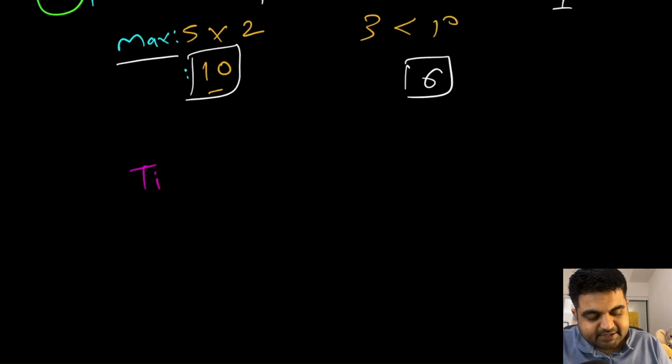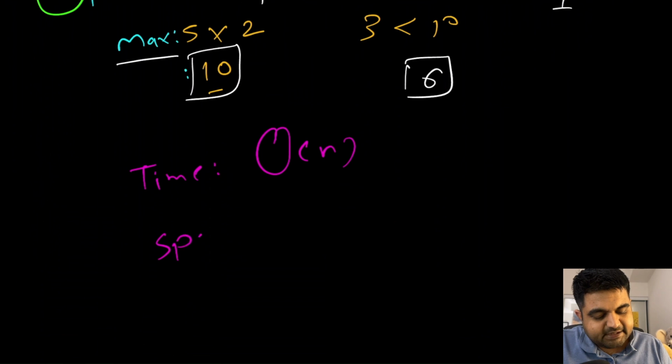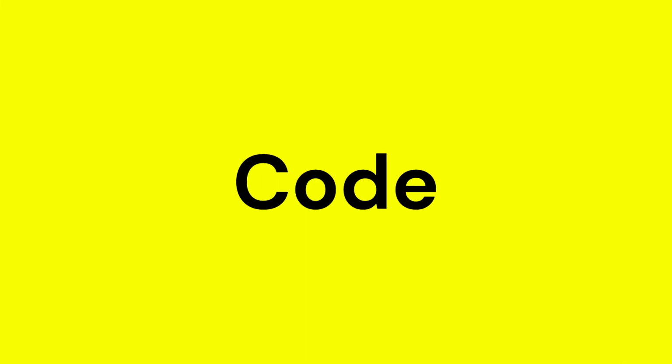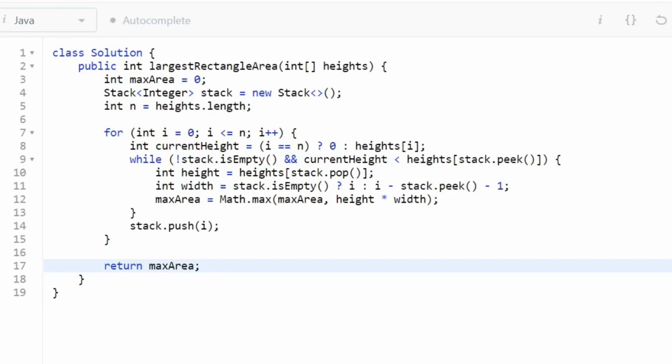Now if we see time and space complexity, in this case the time complexity is going to be big O of n, and the space complexity is also going to be big O of n. So the coding solution is actually quite straightforward.